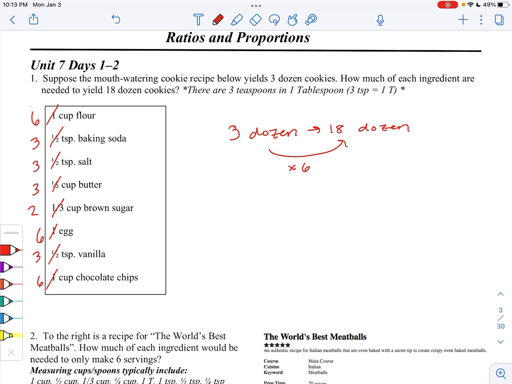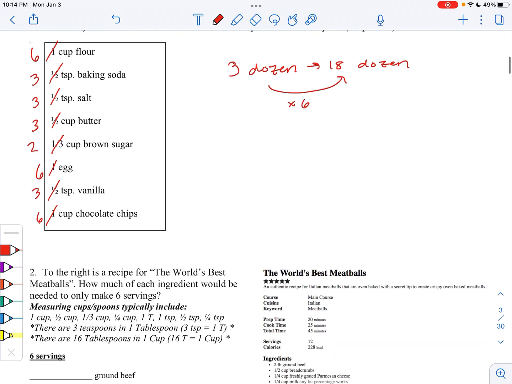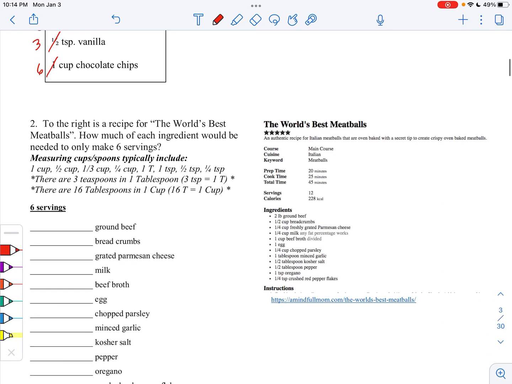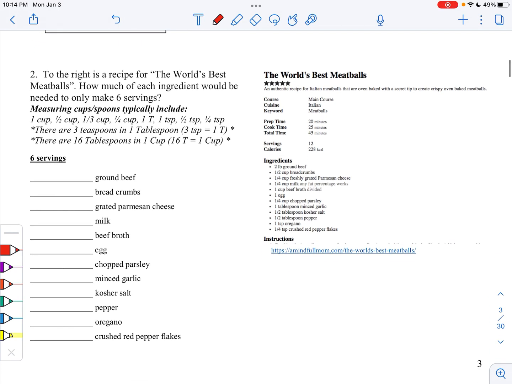So, I think a lot of us have experience with looking at a recipe and thinking about if we need to double or triple the recipe. What if the recipe actually calls for more than we want to make? So in this example, we have this meatball recipe, and it makes a certain amount. Let's see, it tells us it makes 12 servings, but we only want to make 6 servings. So think about what you would do, pause the video, and then come back here and check your answer.